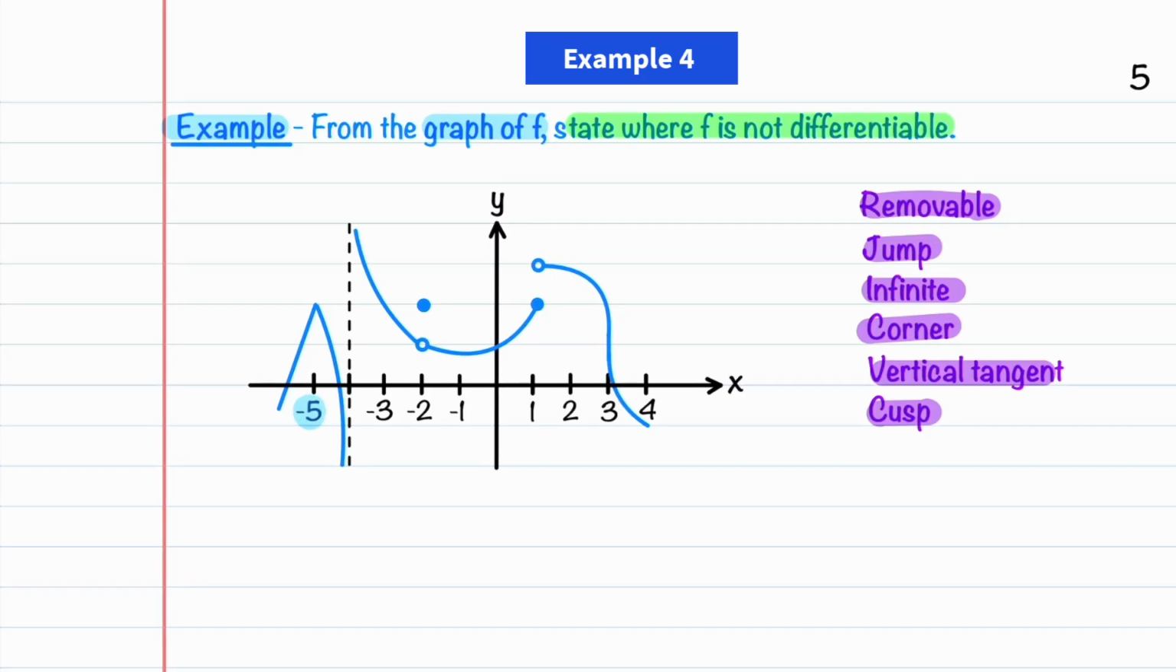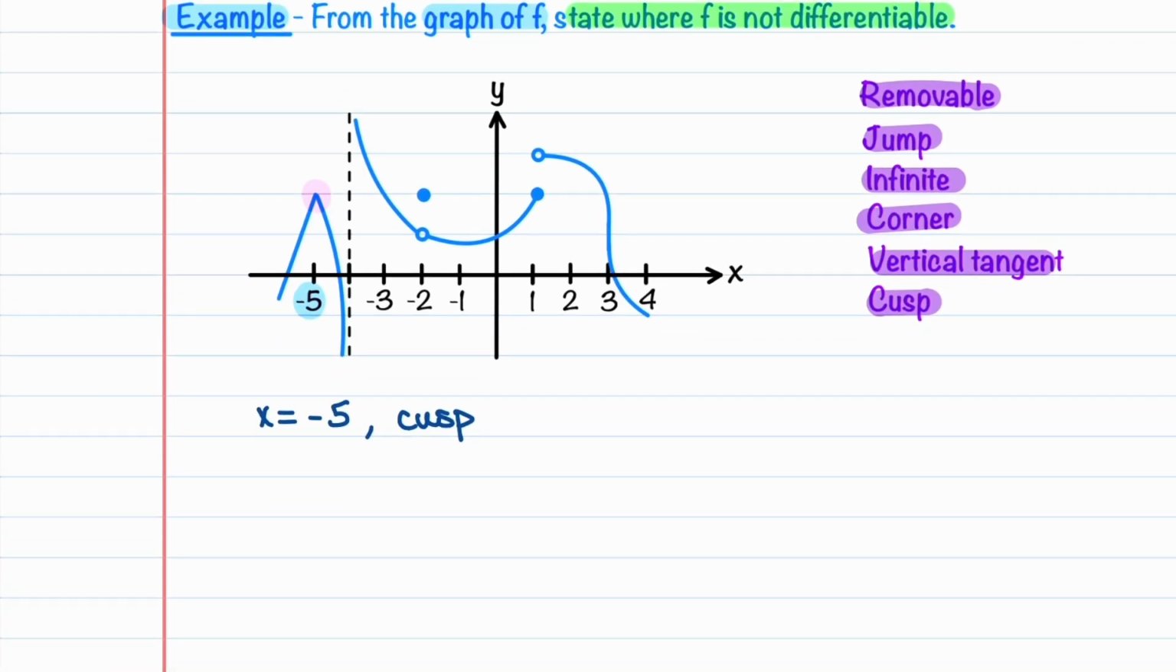When x is equal to -5, we have what looks like a cusp. So at x is -5, our function is not differentiable, and the reason is that we have a cusp. Let's now look at x is equal to -4. At that point, we have an infinite discontinuity, so our function is not continuous, and that means that our function is not differentiable. So let's write down x is equal to -4. We have an infinite discontinuity.